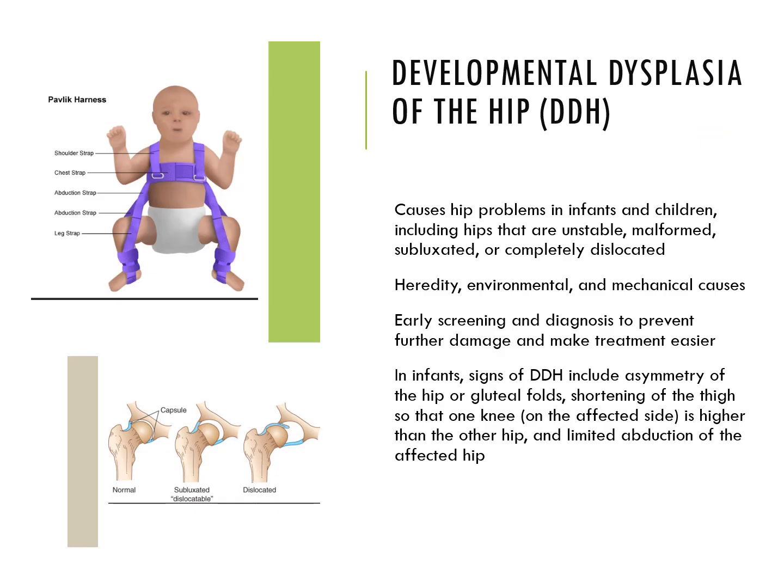Another congenital bone deformity is developmental dysplasia of the hip. So this causes hip problems in infants and children. The hips are usually unstable. They can be malformed. They can be what we call subluxated or completely dislocated. And you can see the difference here in the pictures.